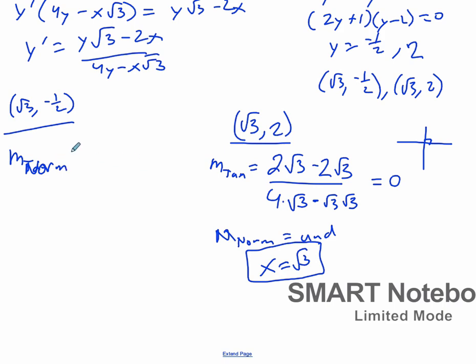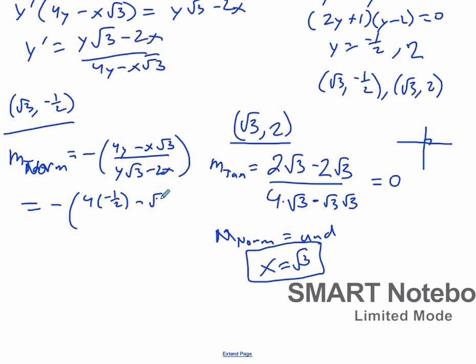Now for the other one, the equation of the normal is, now recall the slope is going to be perpendicular to the tangent, so it's going to be the negative reciprocal of the derivative, right? So negative reciprocal is going to be negative 4y minus x root 3 over y root 3 minus 2x. And we're going to plug in those values. So it's negative 4 times negative half minus the x is root 3, so we have root 3. And here we're going to have negative half times root 3 minus 2 root 3.